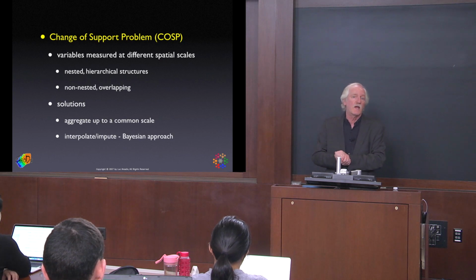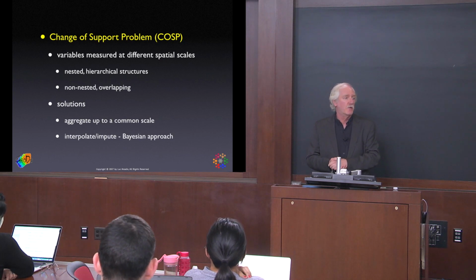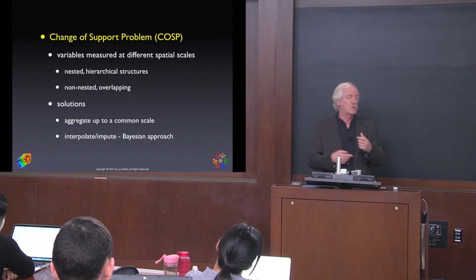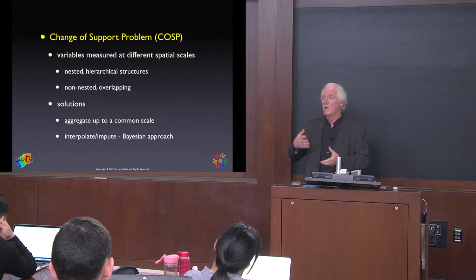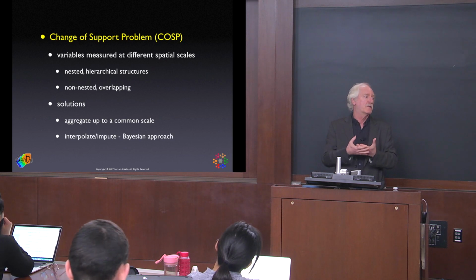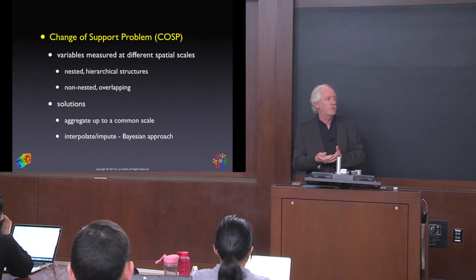Or you're looking at educational policy, and you have school districts. But school districts don't line up with census tracts or any of these other things. So you have census data, you have school outcome data. How do you mix them together? That's the change of support problem.